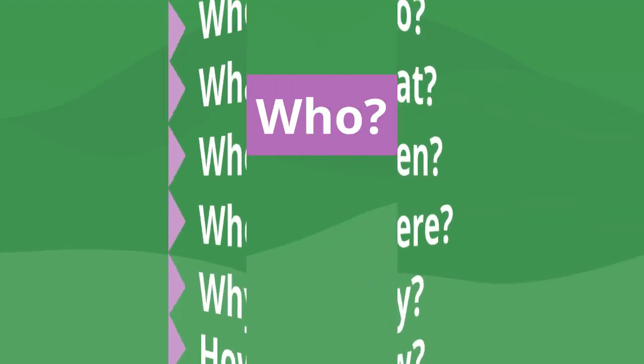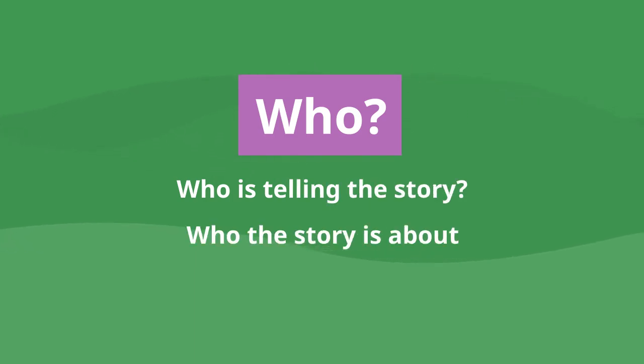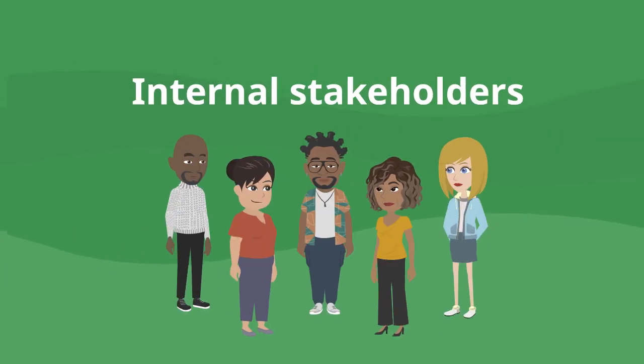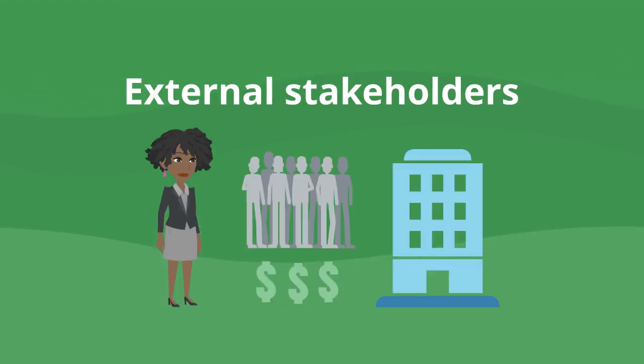Let's look at some examples, starting with who. For this facet, consider who's telling the story, who the story is about, and who you're telling the story to. People involved could be internal stakeholders like librarians, archivists, curators, IT staff, or repository managers. They could also be external stakeholders like academic researchers, the general public, grant agencies, or peer institutions.